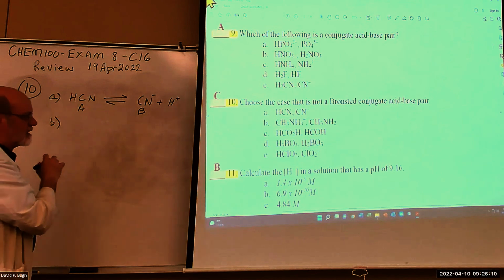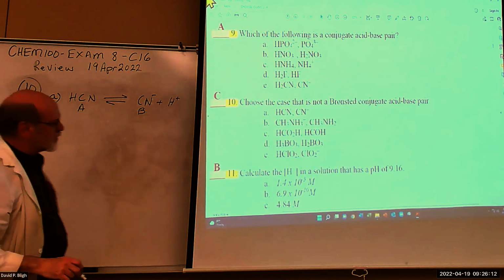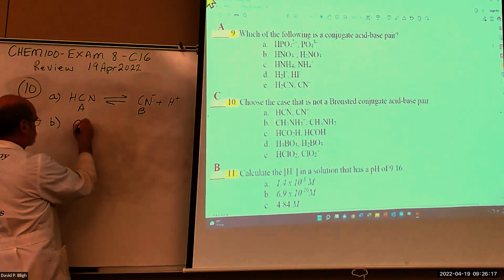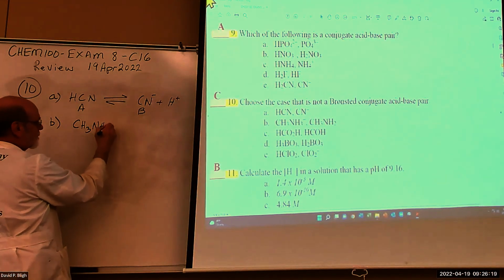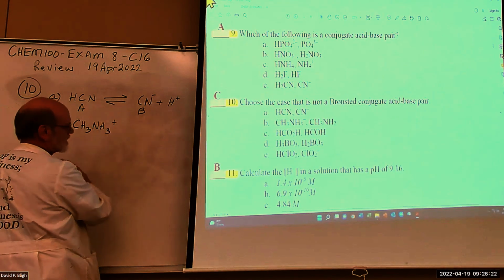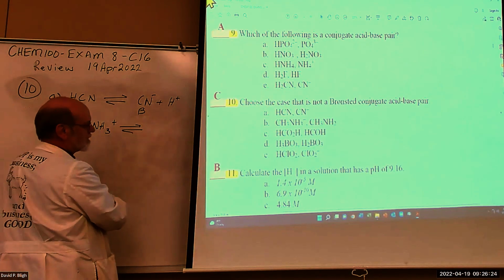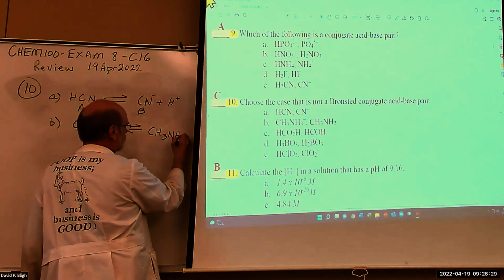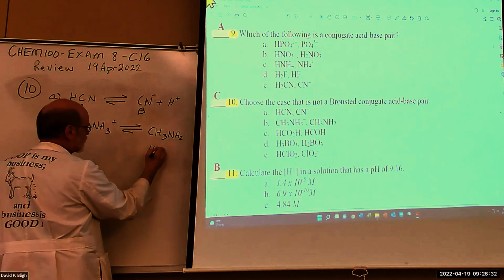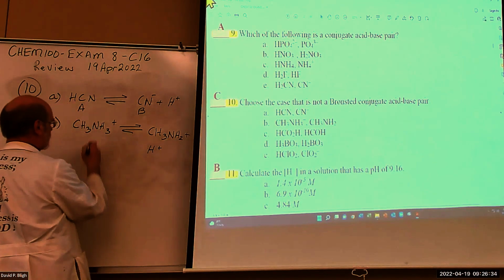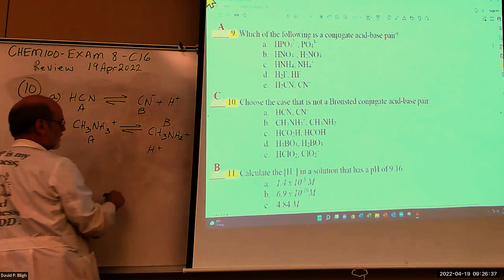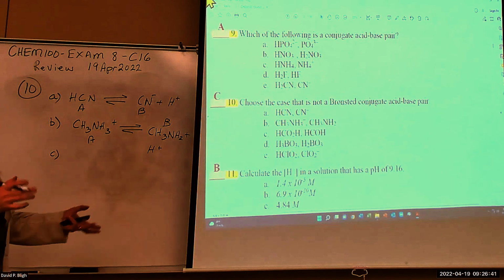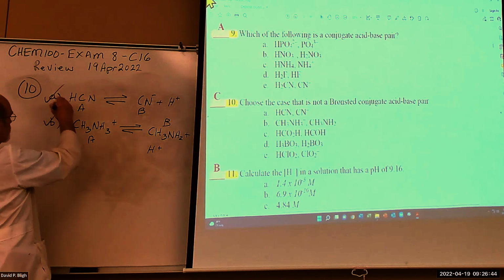How about B? CH3NH3, that's supposed to be a plus. It's hard to see it. Plus. And then it says that this one should be CH3NH2. So we need an H plus over here. This would be the acid, this would be the base. That's true, it only lost 1 proton. So B's good. A's good, B's good.